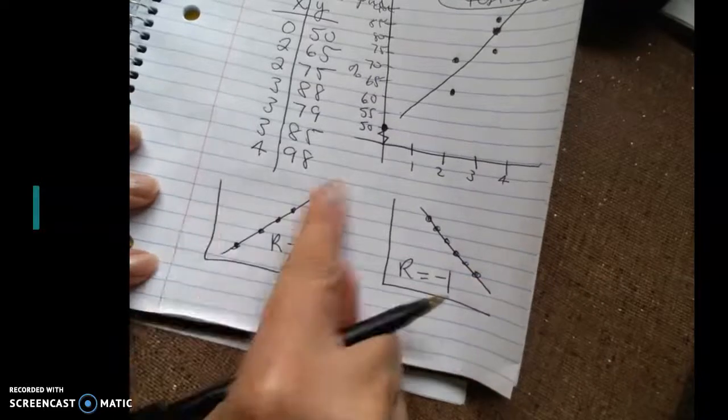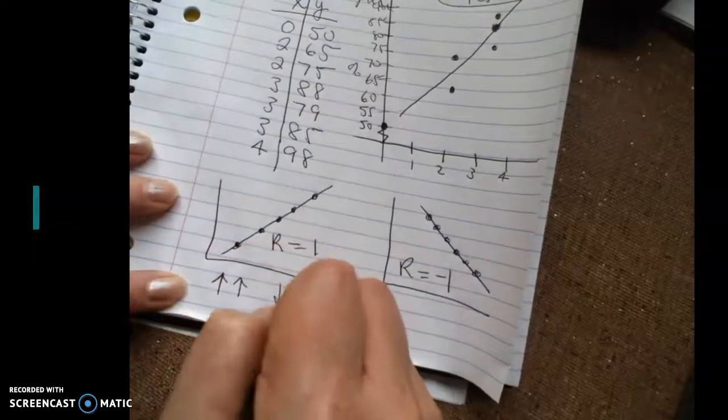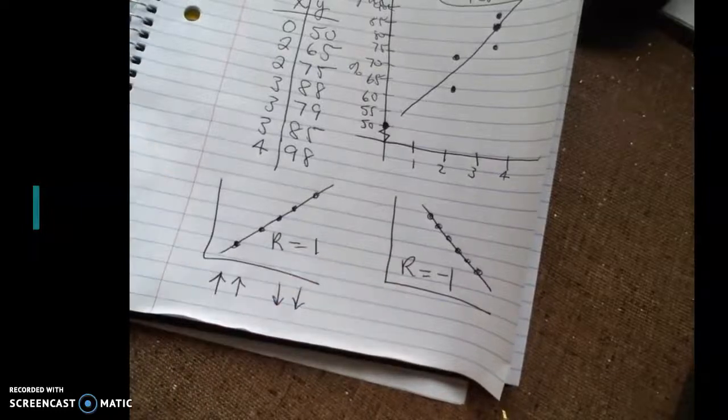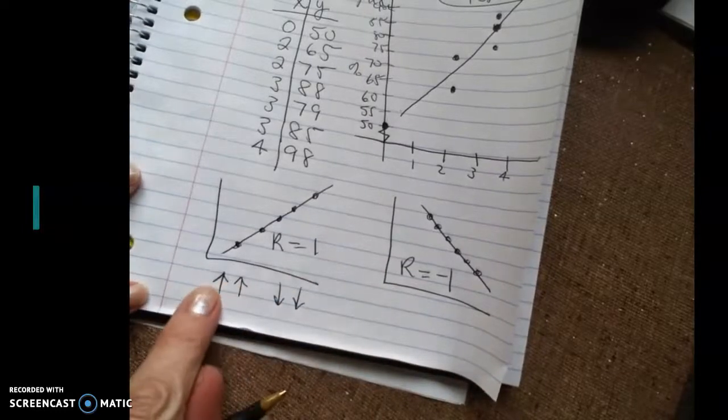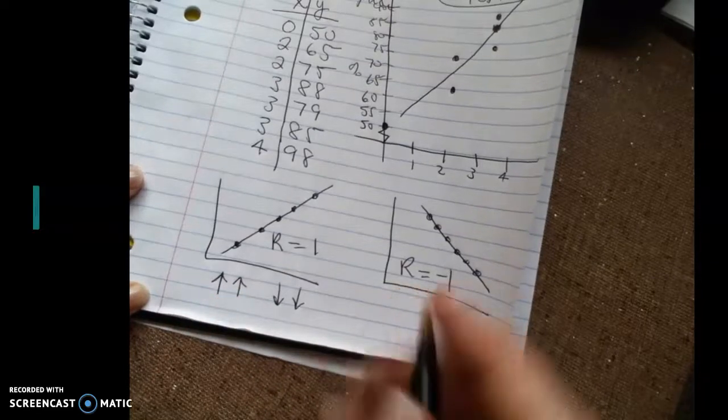So that's if it's perfect positive correlation, meaning as one goes up, the other one goes up, or as one goes down, the other one goes down, right? So maybe the more I exercise, my health index goes up, okay? Something like that. This would be the opposite.